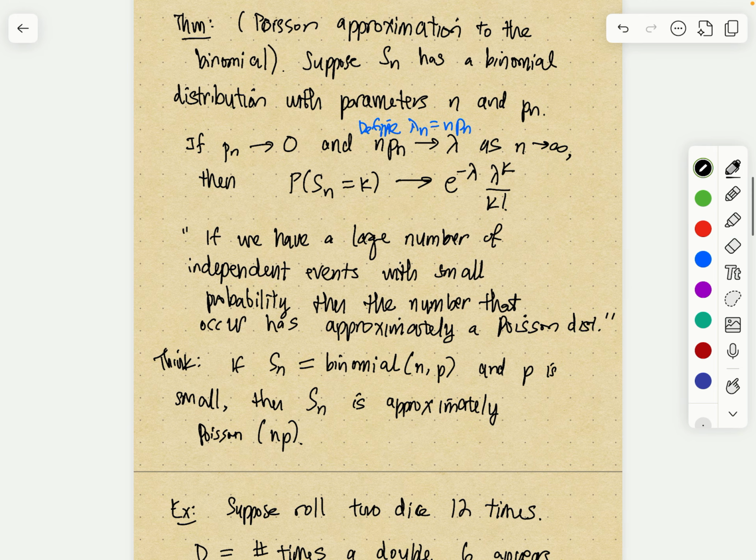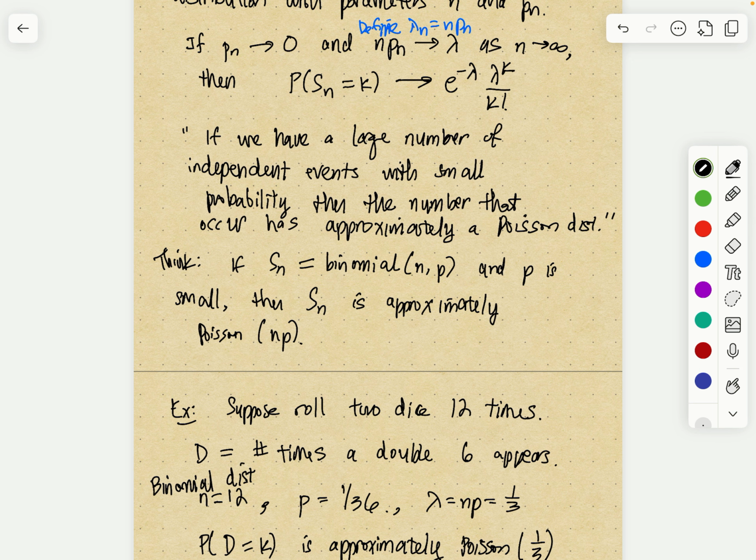And then the way to think about this is that when n is really large, then S sub n is approximately Poisson with parameter n times p. Okay. So the theorem only requires the p sub n's to be such that n times p sub n approaches lambda, right? So you can have different lambda sub n's. But in practice, like in the example we did, the p sub n is just equal to p the entire time. Okay, thanks.